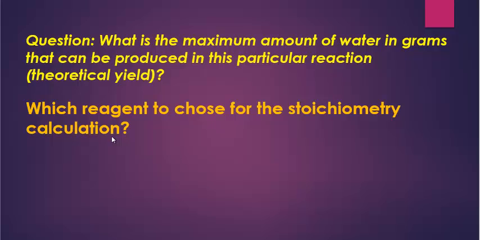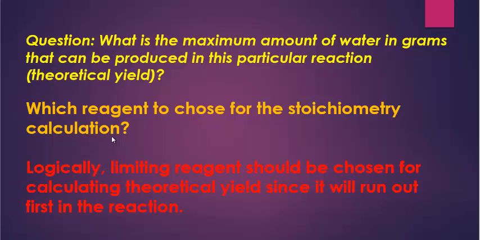So now you start with the amount of two reagents, 2.0 grams of hydrogen and 12.0 grams of oxygen gas. Which one should you pick for this stoichiometric calculation? The only logical choice is the amount for the limiting reagent, since the limiting reagent will run out first, and as soon as it runs out, the reaction stops. You cannot possibly use the amount for the excess reagent to calculate the maximum amount of product that will be formed.